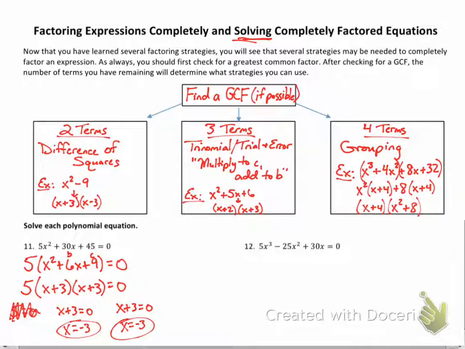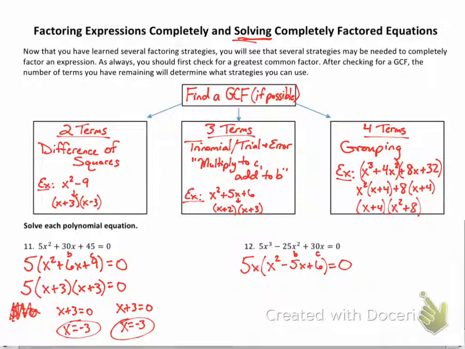Number 12, same idea. It's equal to 0, so that part's taken care of. It's set up correctly, so now we can go factor. First thing I'm going to look for is a GCF. What do you know? There's a GCF. I can take out a 5x, divide it away from each of the terms. I have x squared minus 5x plus 6, set equal to 0.